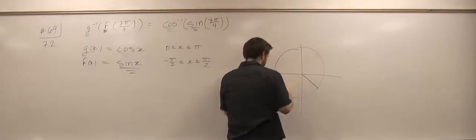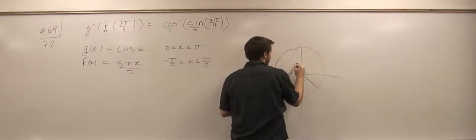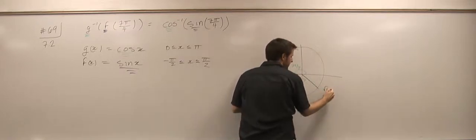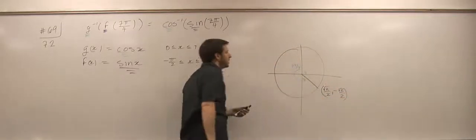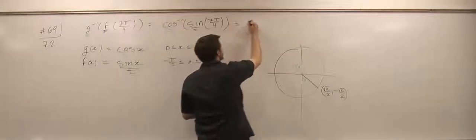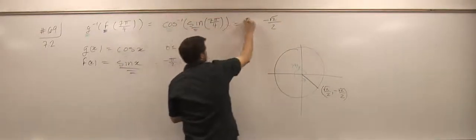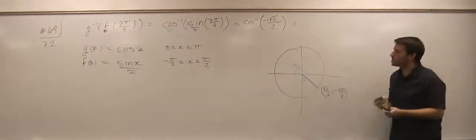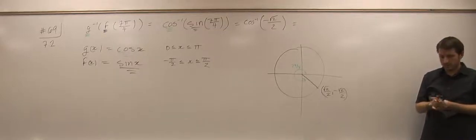Maybe I spoke too soon. Maybe you don't know what sine of 7 pi over 4 is. It's some kind of root 2 over 2. Since it's in the fourth quadrant, it's going to be negative on the y value. So this inside portion, sine of 7 pi over 4, is negative root 2 over 2. But we haven't done the cos inverse yet. Now the question just becomes, how do I find cos inverse of negative root 2 over 2?